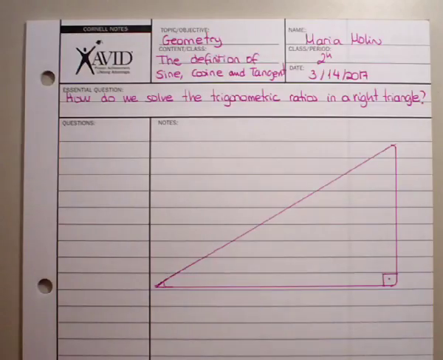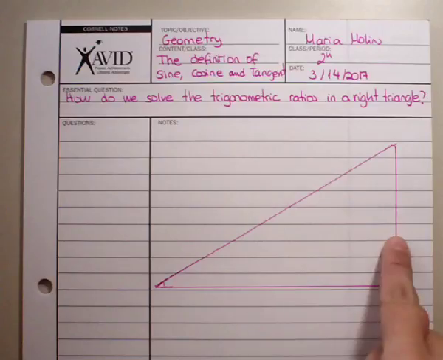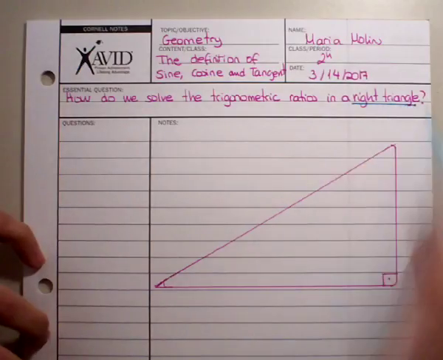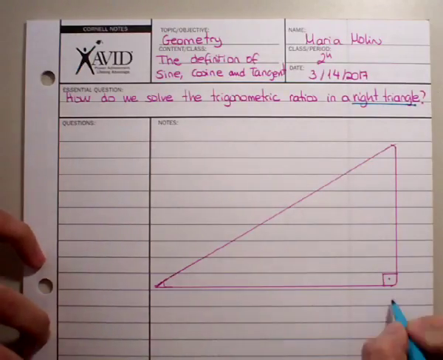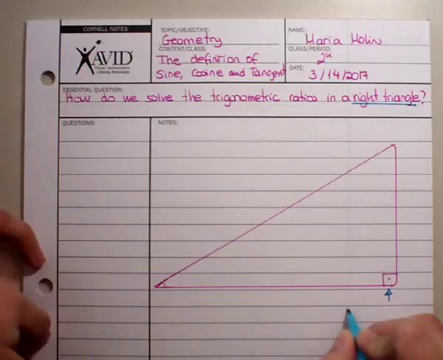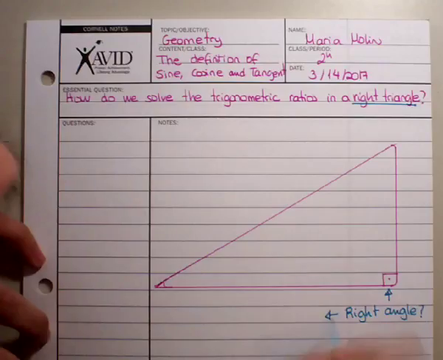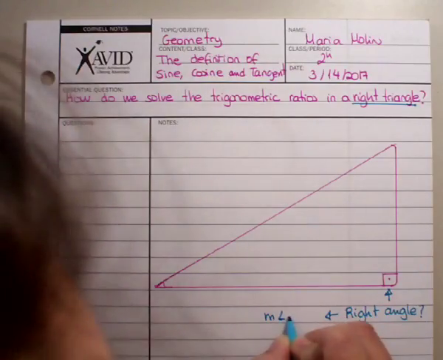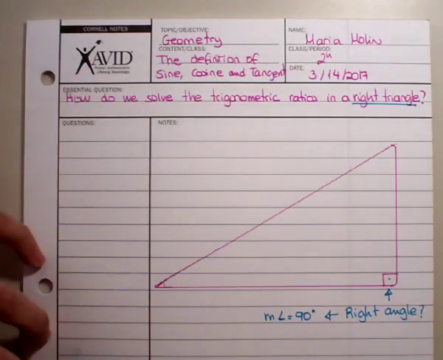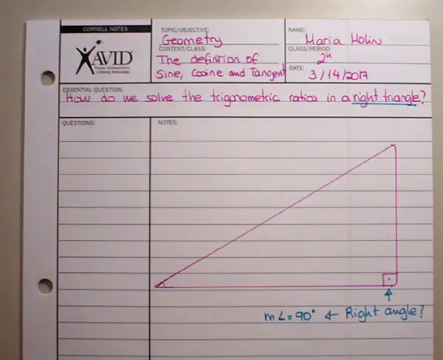Today, we are going to learn how to label the three sides in our right triangle. So first, we need to remember the definition of a right triangle. To have a right triangle, we need to have a right angle. What is a right angle? A right angle is an angle that measures 90 degrees. Once we have this triangle, we can label our three sides.